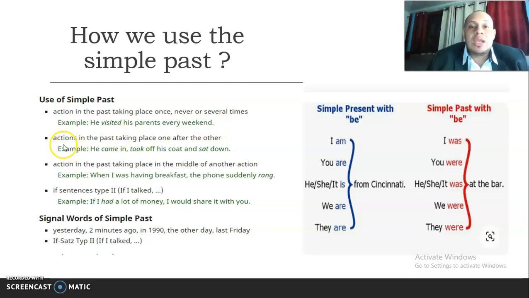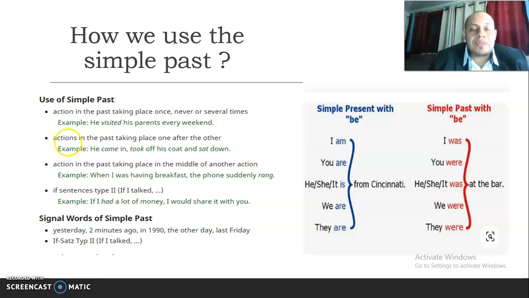The second option is actions in the past taking place one after the other. For instance, he came in, took off his coat, and sat down. So there are three actions. First, he came in. Second, he took off his coat, and then he sat down.